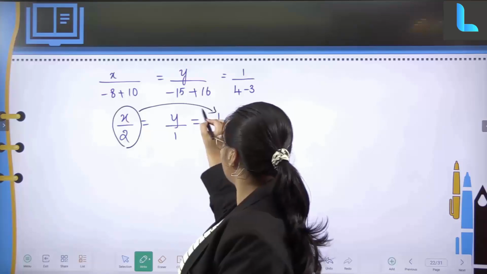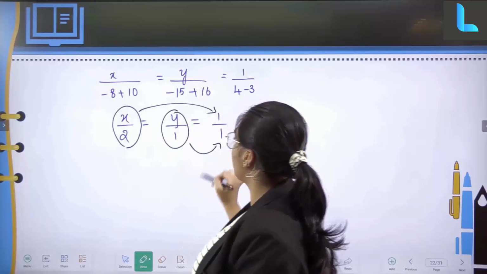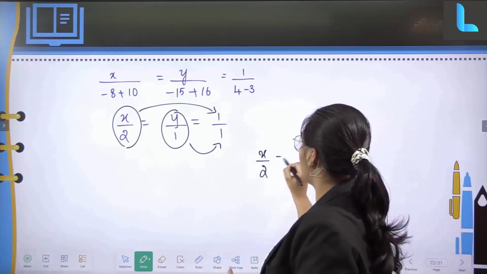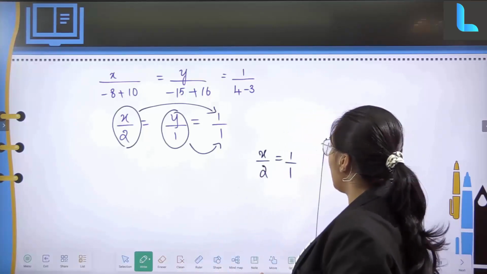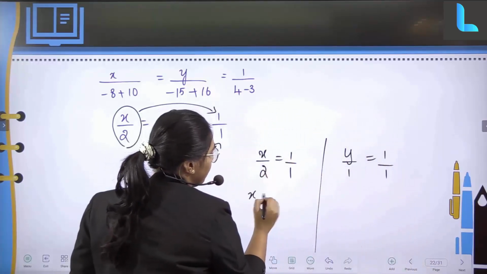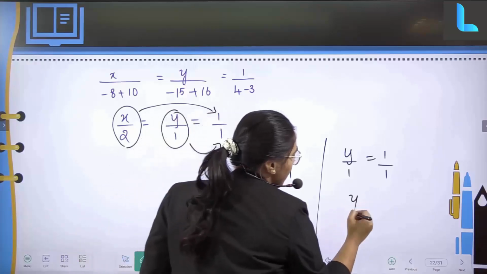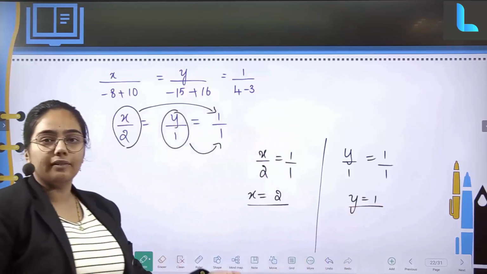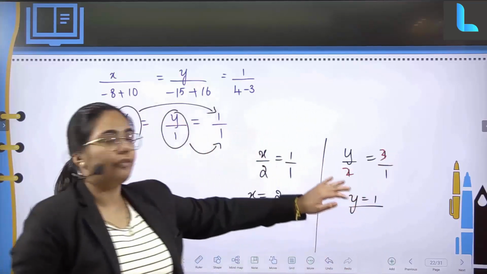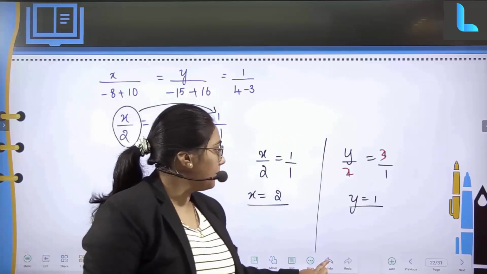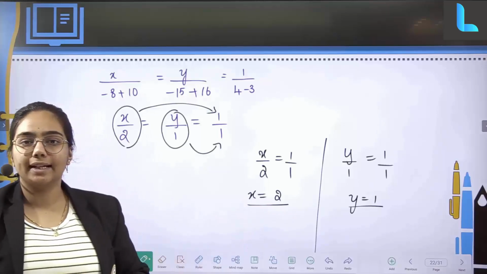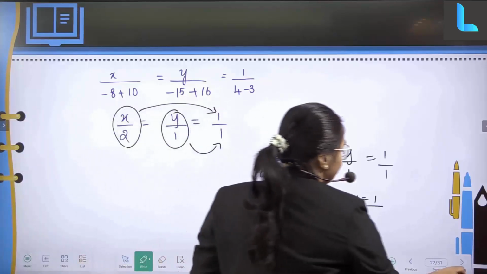This x has to be equated with the constant part and y also has to be equated with the constant part. That is, x divided by 2 is going to be equal to 1 upon 1 and y by 1 is equal to 1 upon 1. Just cross multiply this. You will be getting x is equal to 2 and y is equal to 1. Be it whatever you have. Suppose if you have 2 over here and 3 over here, the value of y is going to be equal to 6. But over here for this solution, it is going to be x is equal to 2 and y is equal to 1. Right.